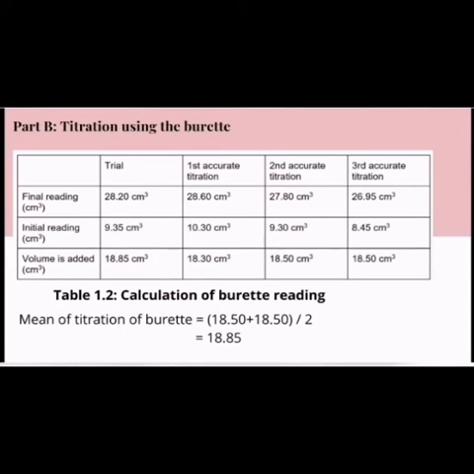For the calculation of the burette reading, the mean titration is taken from the values we get from the experiment that have less than 0.5 difference. If the experiment gave values that have more than 0.5 difference, the experiment must be repeated until we get at least 2 values that have less than 0.5 difference. Then find the average of the values.